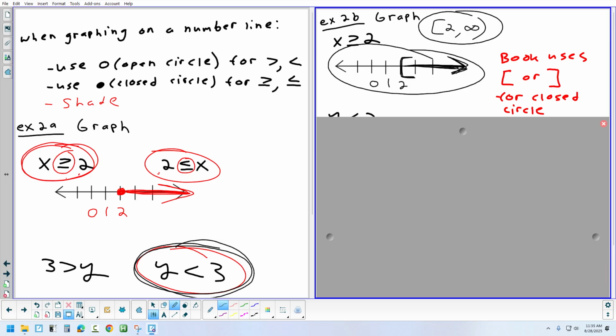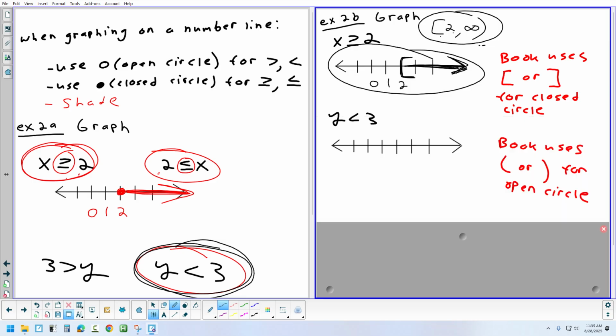Has anybody seen that before? A couple people? Okay. Set notation is what we're going to use quite a bit. Maybe you kind of understand what I'm doing there. Maybe not. But the fact that that's a bracket and it's on the 2, and that's a bracket and it's on the 2, those ideas are connected. Now, we use a bracket in place of a closed circle. What symbol do you think we would use for an open circle in our book? Yep. Parenthesis.